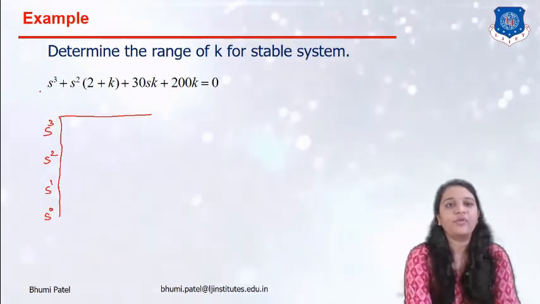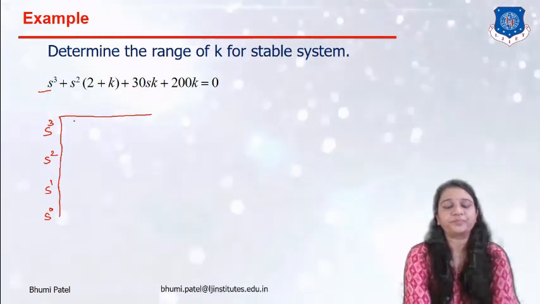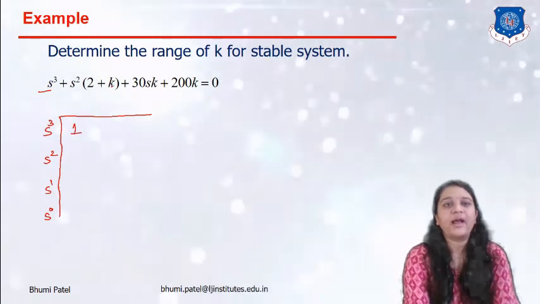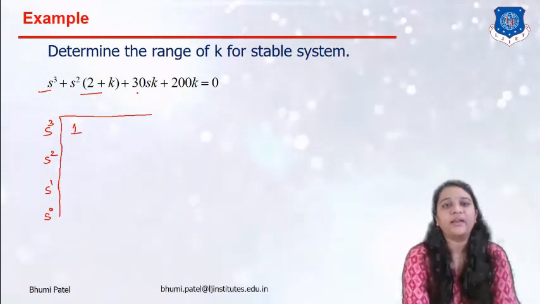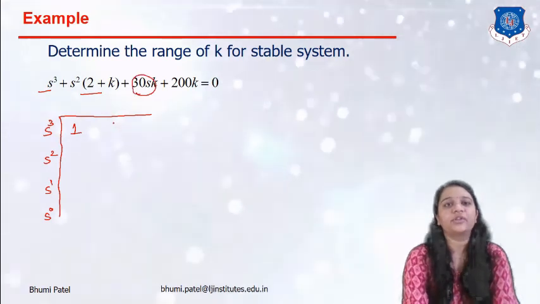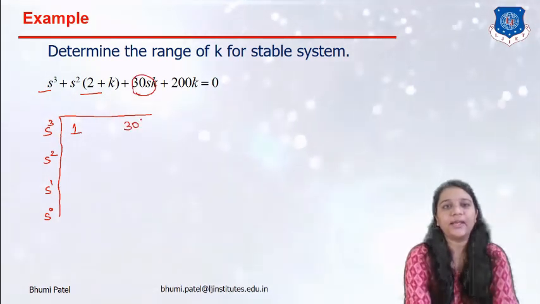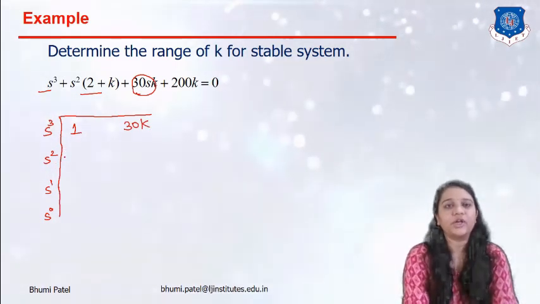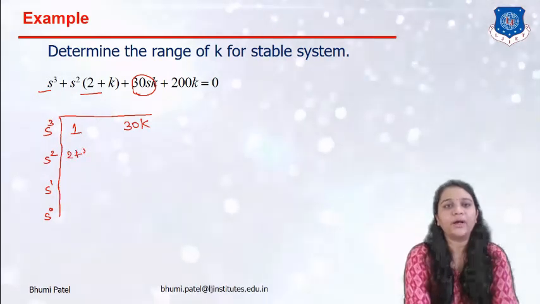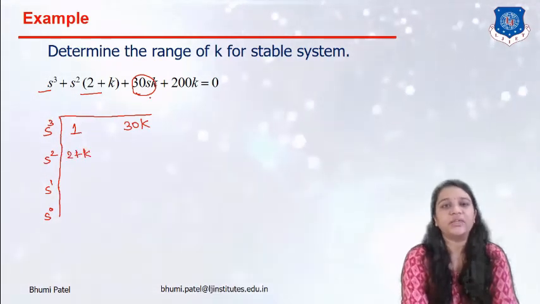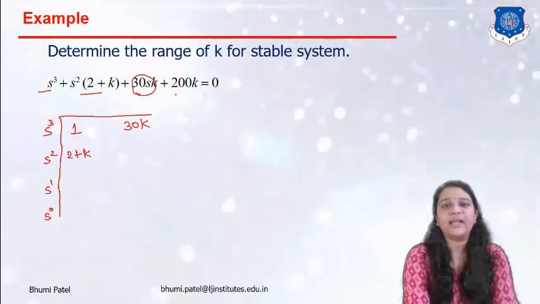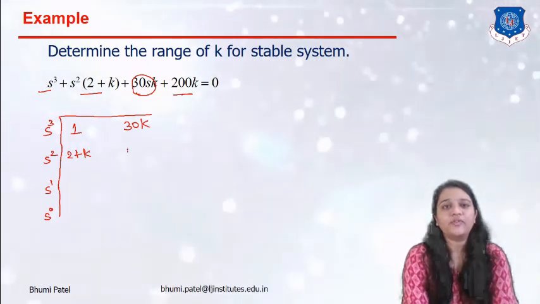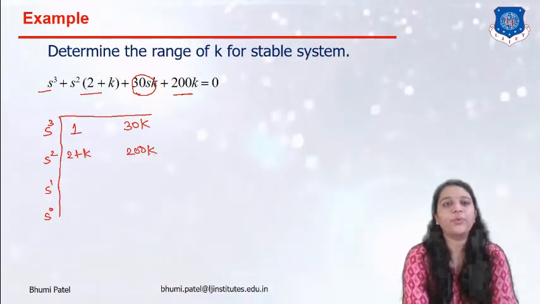First of all we have to write the coefficient of s cube. Here the coefficient of s cube is 1, so we can write here 1. After that we can skip the term and write the coefficient of s. So the coefficient of s is 30k. Now in the row of s square we have to write the coefficient of s square, and it is 2 plus k. After that we can skip the term 30sk and we can write the coefficient of s raised to 0, and that term is 200k.